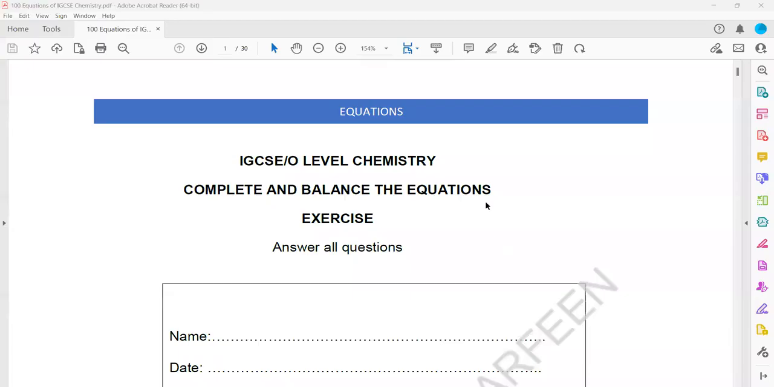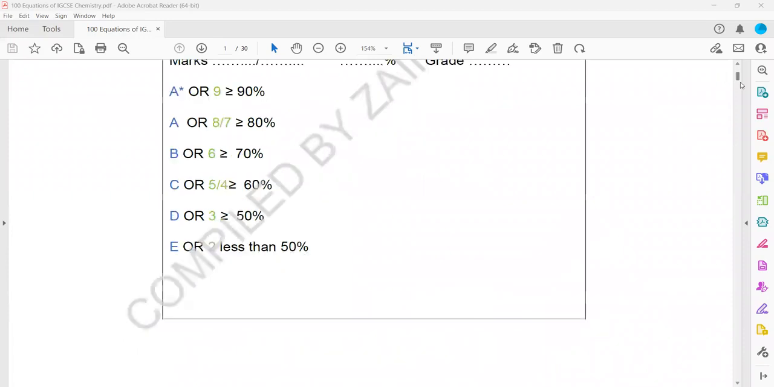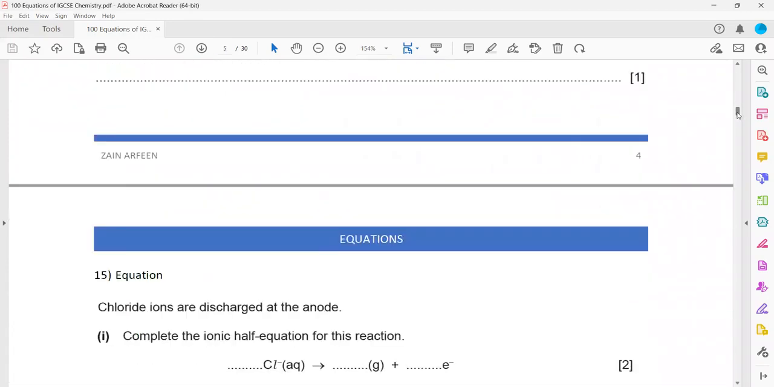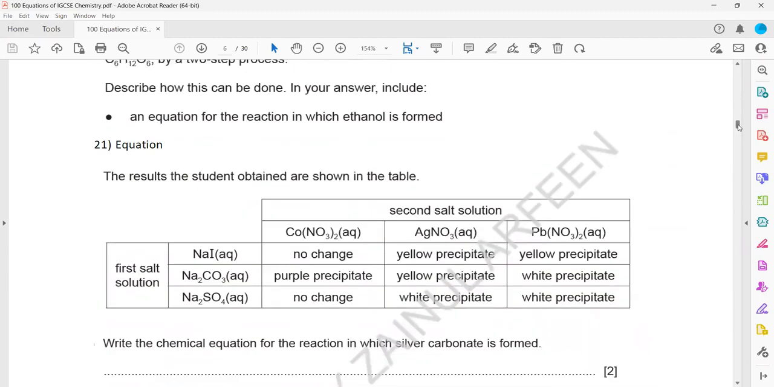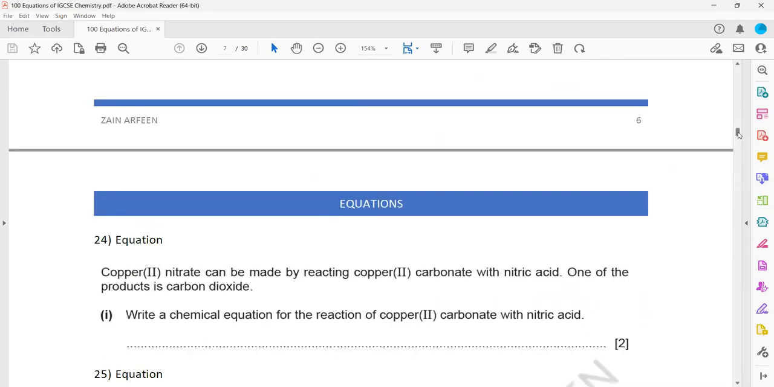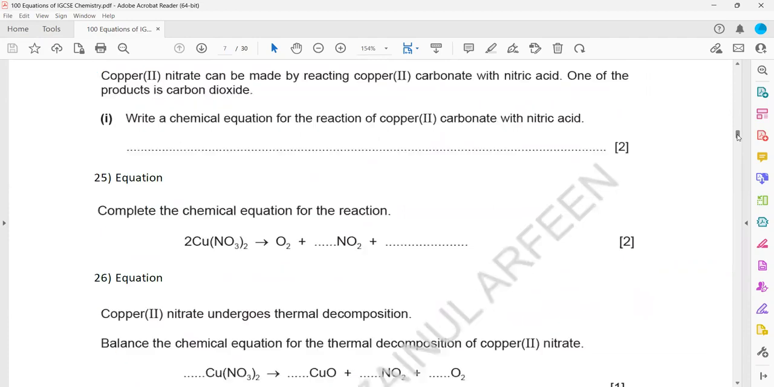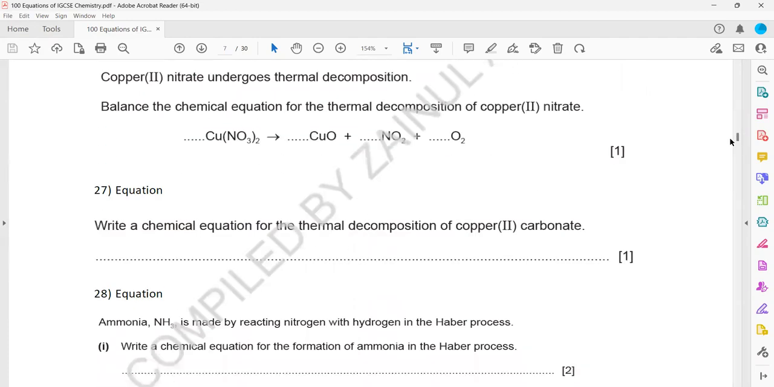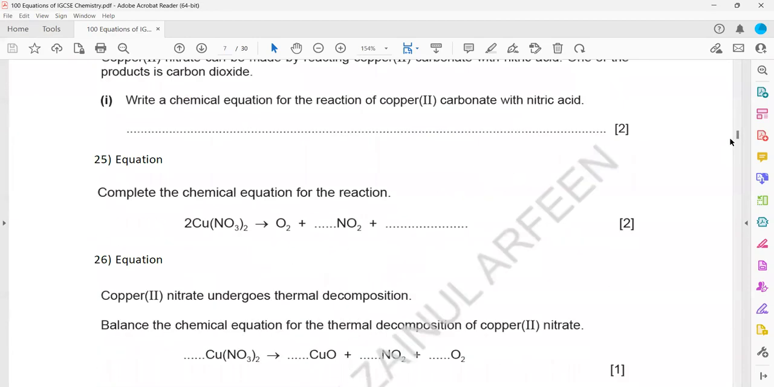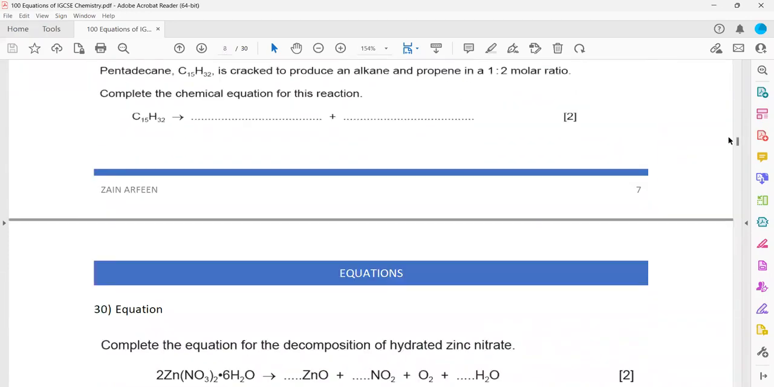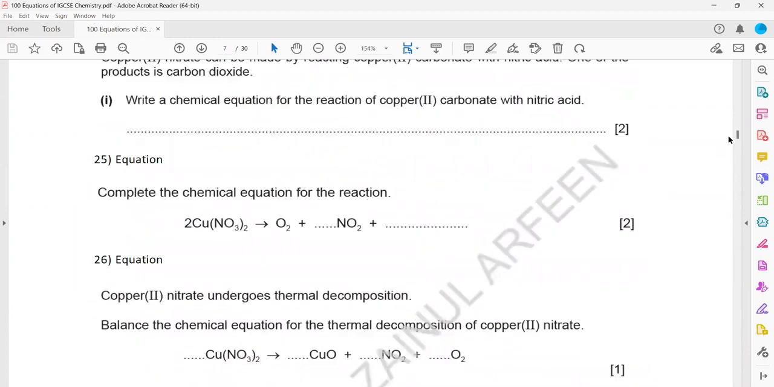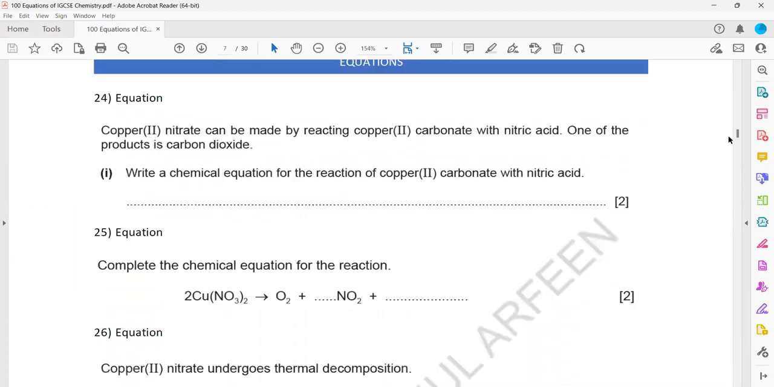So this was the exercise, complete and balance the equation. We did the first 6 pages, I think we did. So we did first 6 pages from this, starting with page 7.